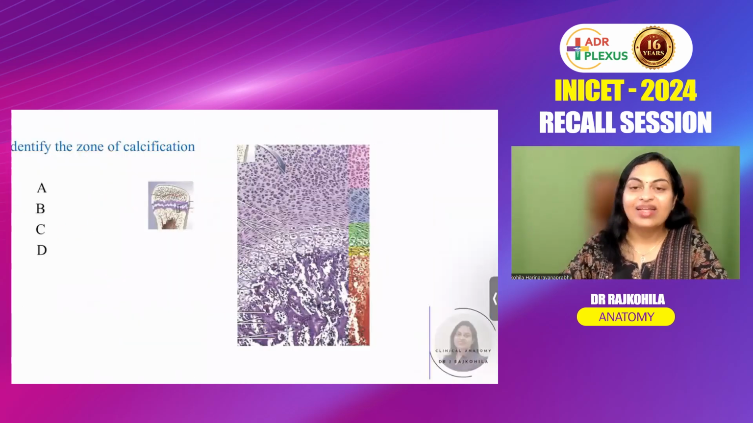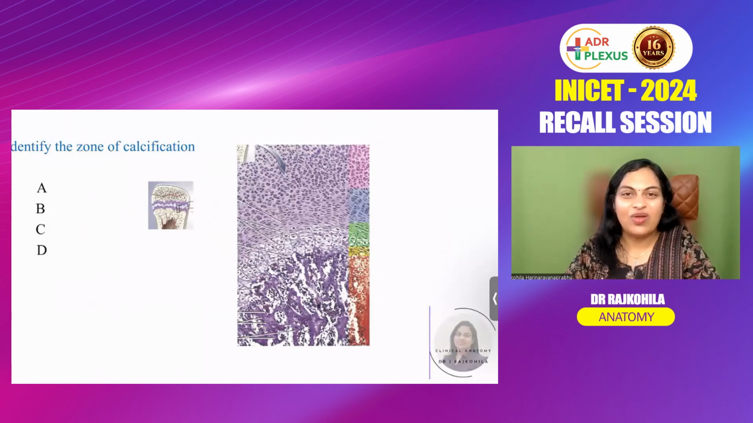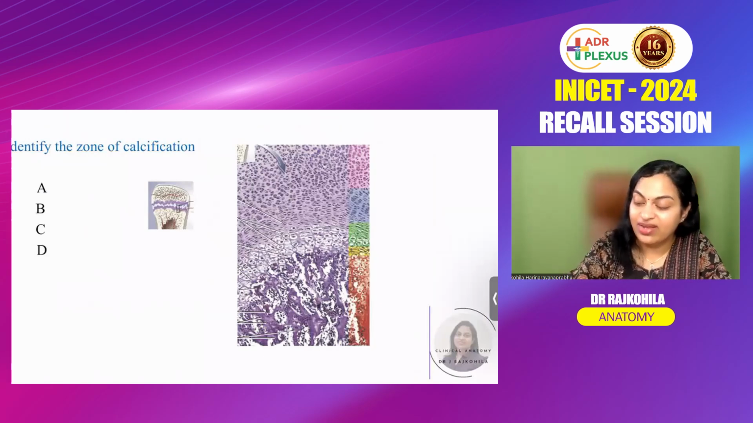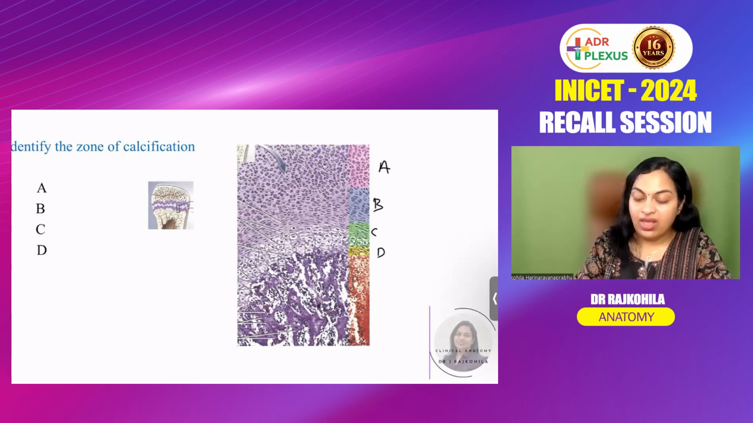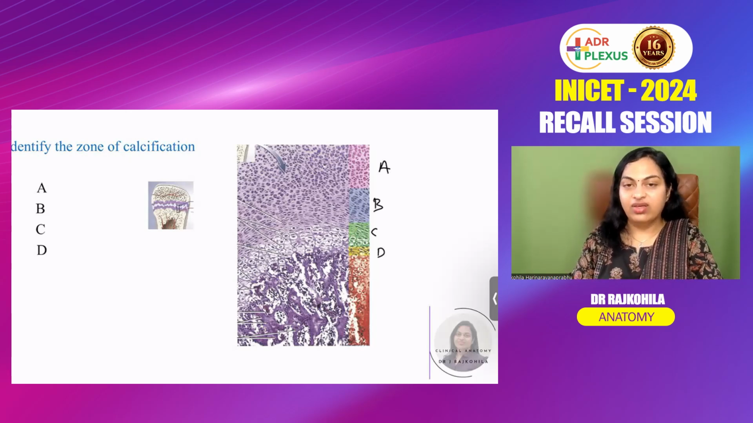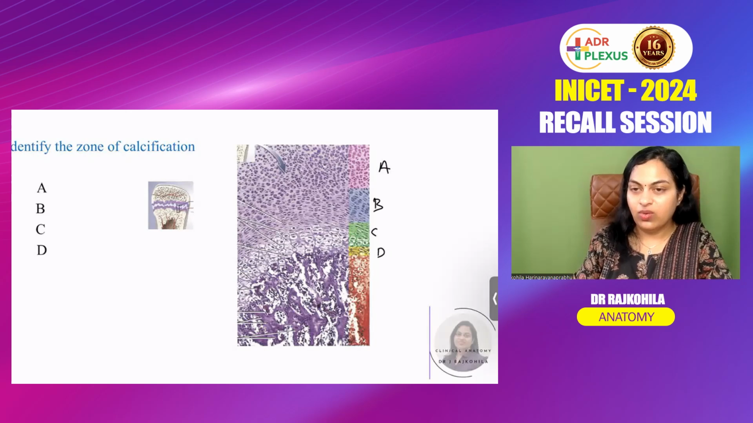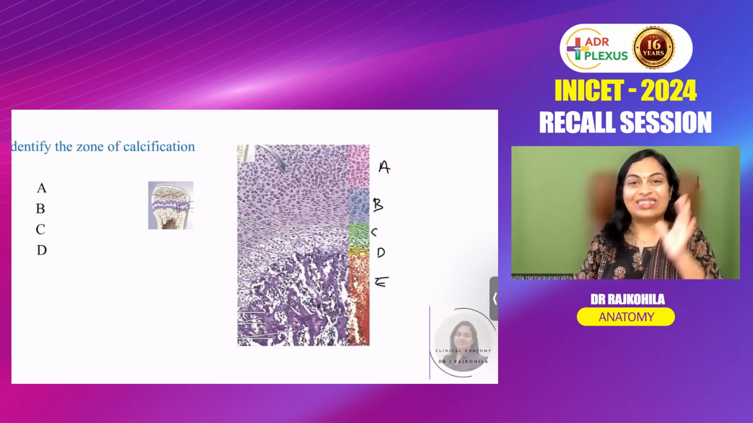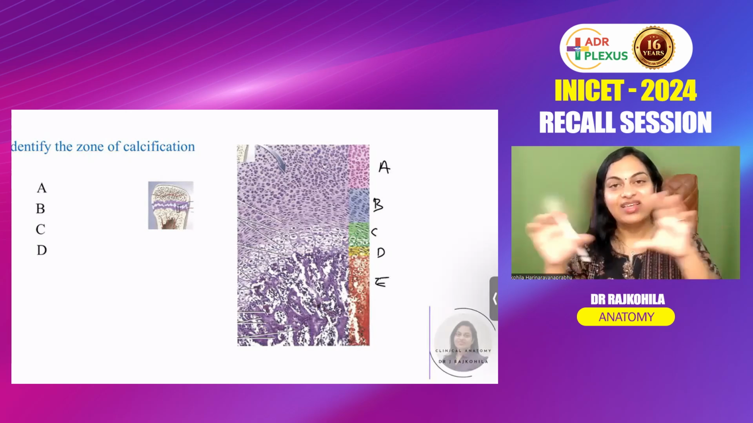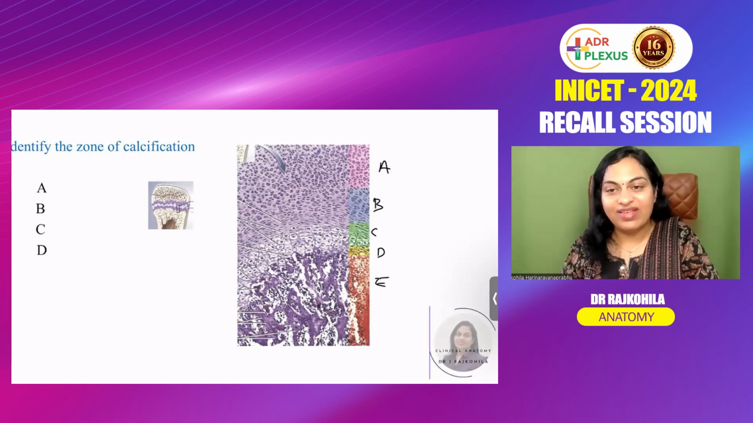Yeah. And two questions from histology, but not a direct question, right? Asking for identification and all, but yeah. Identify the zone of calcification. Which one is it? Okay. So this is, what is this? This is epiphyseal cartilage, the growth zones in the epiphyseal cartilage.